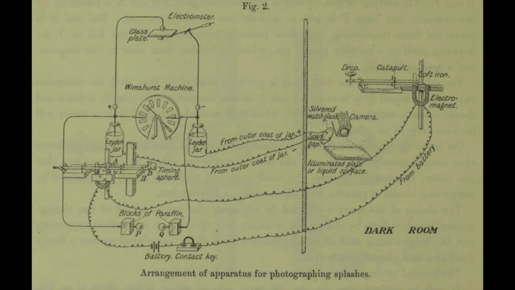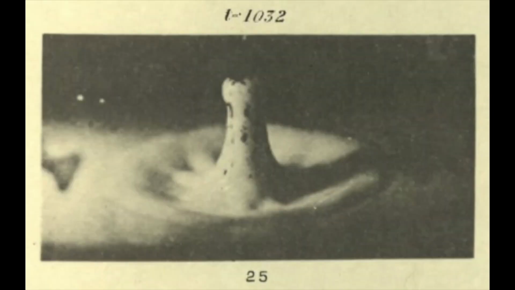Here's a drawing from the paper produced by Professor Worthington in 1895. Quite the work of art. Here's what I believe is the first picture in the world ever taken of a water drop crater, and the next picture is the world's first picture of the Worthington jet, named after the professor. I'll leave a link below to these articles. They're fascinating reading.